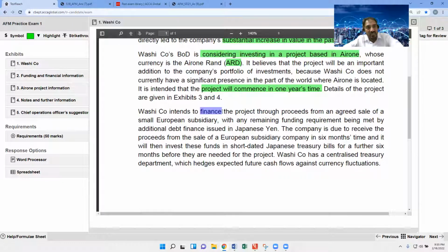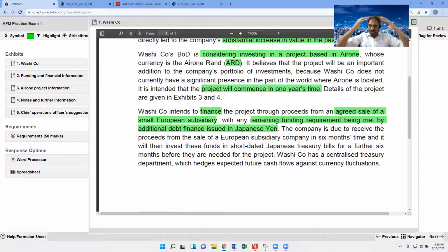Finance. One side of the question is the investment, the other side is the finance, same as the previous question. The finance of the project is through proceeds from the agreed sale of a small European subsidiary, with any remaining fund requirement being met by additional debt finance issued in Japanese yen.